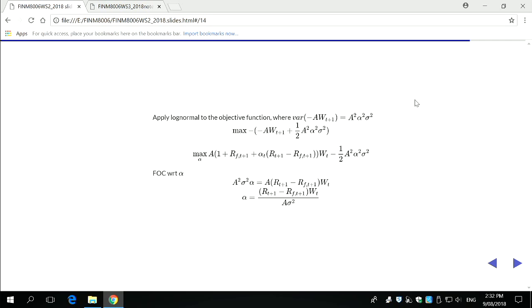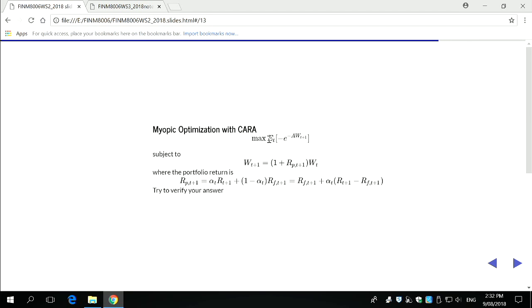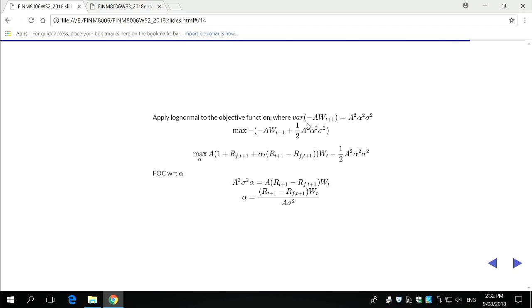Okay? So the variance equals A square alpha square sigma square. Now what we can do is, instead of maximizing the expected minus e to the power of A W_{t+1}, I can just maximize A W_{t+1} minus half of A square alpha square sigma square. That's the same thing. Right? So we transform the maximization into the log form.